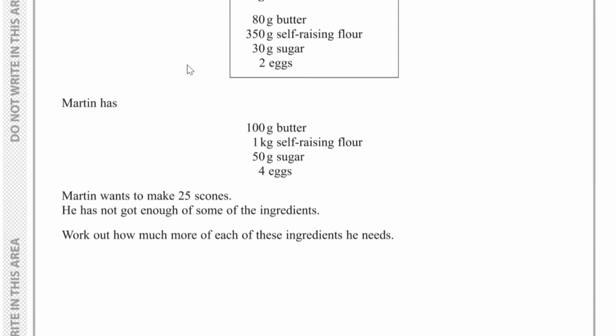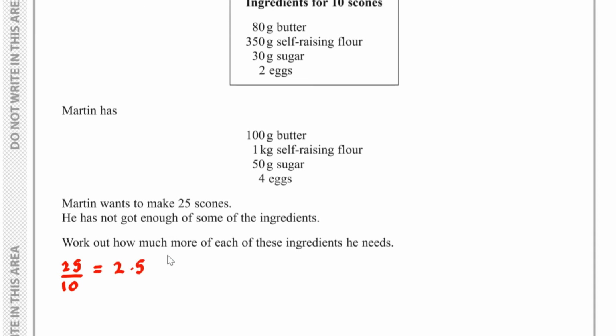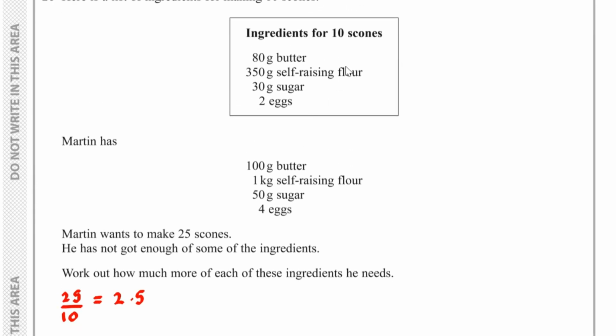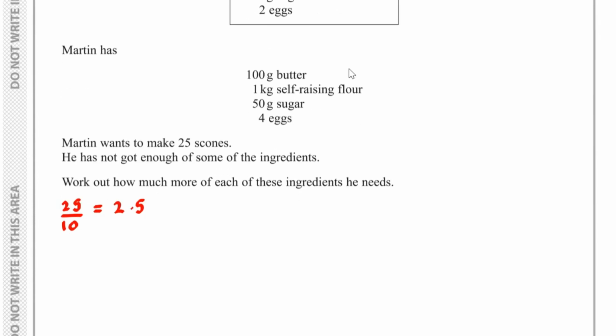So first of all, from 10 to 25 we can work out our scale factor. We can do this by working out 25 divided by 10, and if I work out what this is, I get 2.5. So what I need to do is multiply each of these ingredients by 2.5.